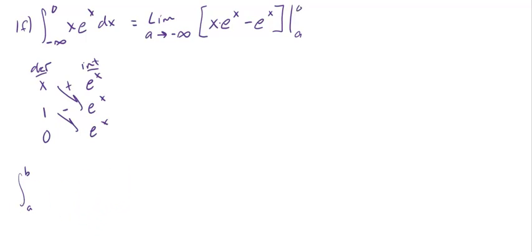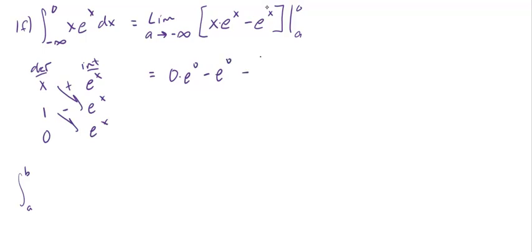And I'll quickly comment: why don't I have a limit notation for the 0? Well, I can plug in 0 for either one of these functions, and it's no problem. There's no limit issues or anything like that. So on my next line, we are going to plug in the 0 first, and then we're going to plug in the a. So I don't actually need to use my limit notation for the upper bound. So I get 0 times e to the 0 minus e to the 0.